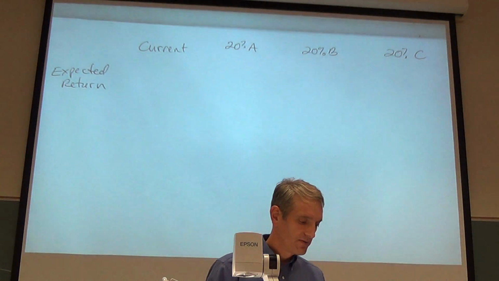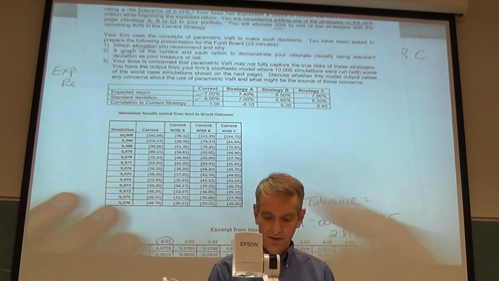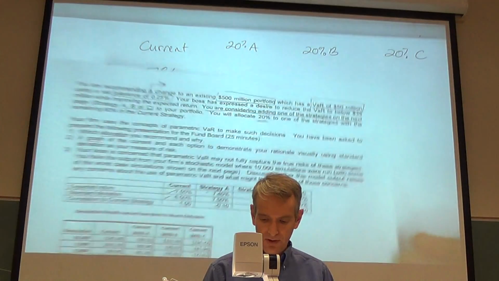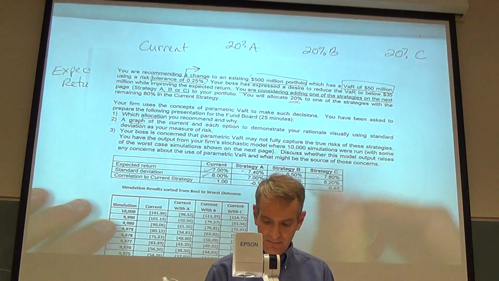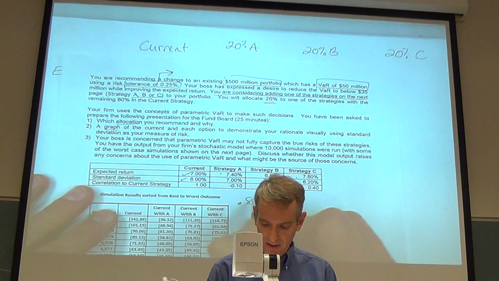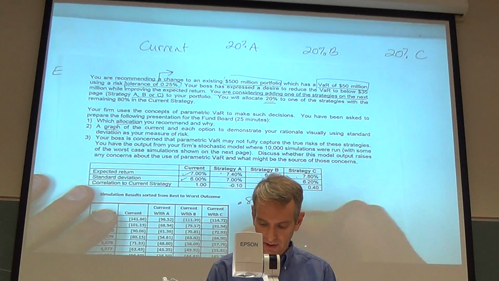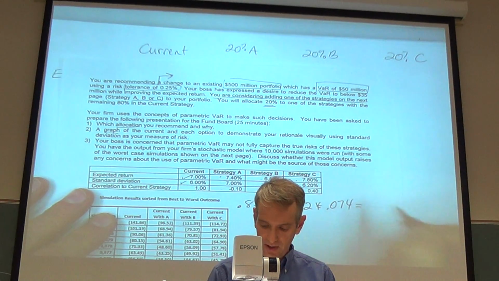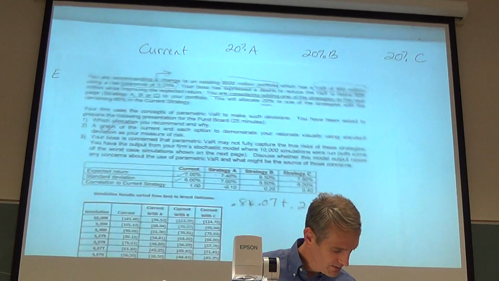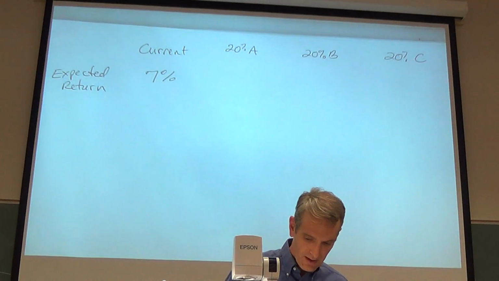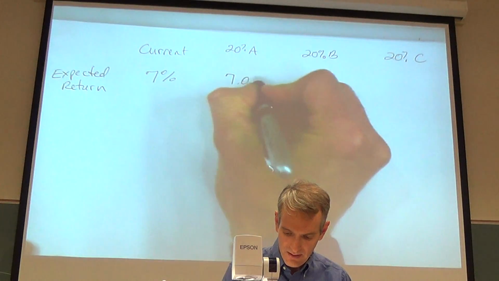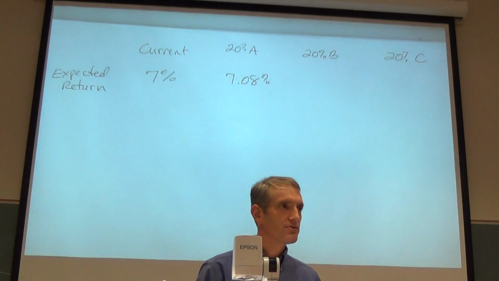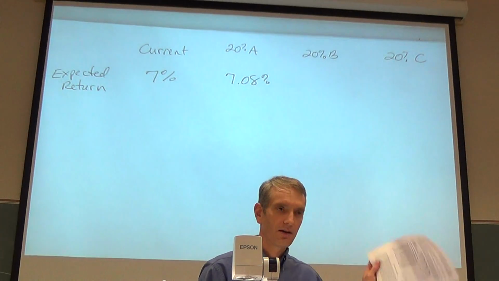Expected returns are the easiest of all. So the expected return for current is 7%, so that's a piece of cake. The expected return, if you have 20% in A, will be 0.8 times the 7% for current plus 0.2 times the 7.4% for A. If we work that out, y'all don't want to check my math. I get 7.08%. Somebody else got that too? Does that sound good? Now, we may have some rounding issues because I'm using an unrounded answer key.